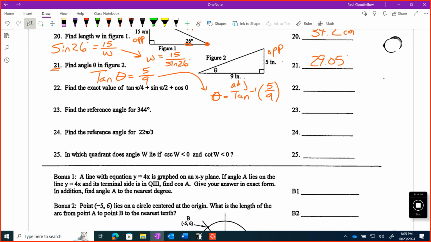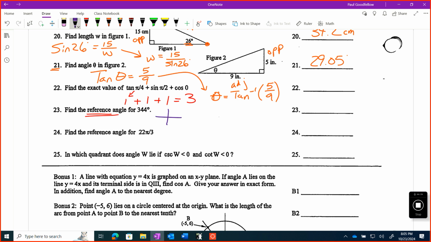Okay. 22, exact value of the following. This is all unit circle stuff. Tan of pi over 4 is 1. Sine of pi over 2 is 1. And cosine of 0 is 1. Answer is 3.